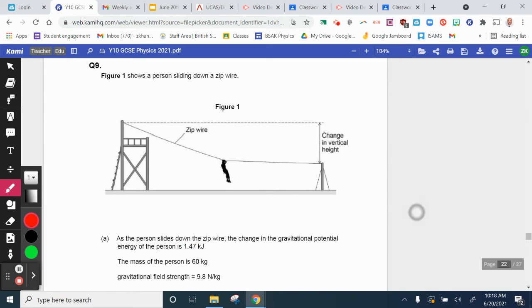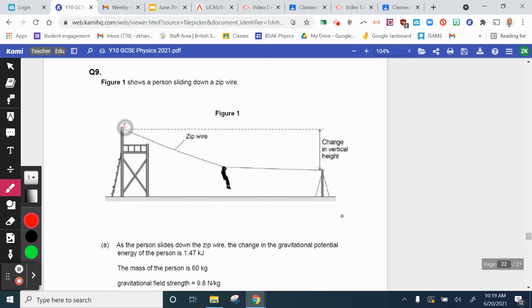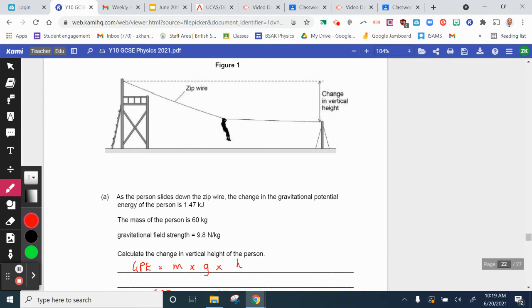Question 9. We've got a person going down on a zip wire. So a person starting off at a certain height and moving down through a zip wire. The person loses 1.47 kilojoules of gravitational potential energy. The mass of the person is 60 kilograms. The strength of gravity on the Earth is 9.8 newtons per kilogram. The question asked is: calculate the vertical change in height from the starting position to the ending position.